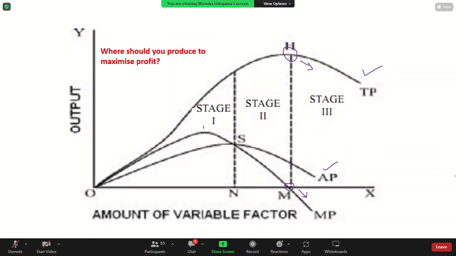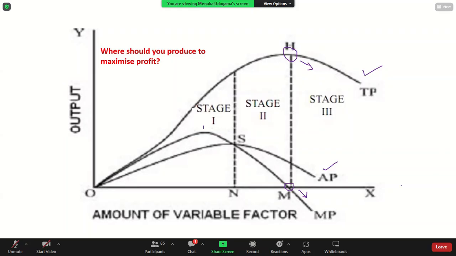Input එක unit එකකින් වැඩි කරනකොට වැඩිපුර ලැබෙන product එක, that is called the marginal product. Right? The marginal product increases, comes to a maximum, and then slowly it decreases and it becomes 0 when the total product is at its maximum. ඒක තමයි relationship. Right. So now the question is, where should you produce to maximize profit?